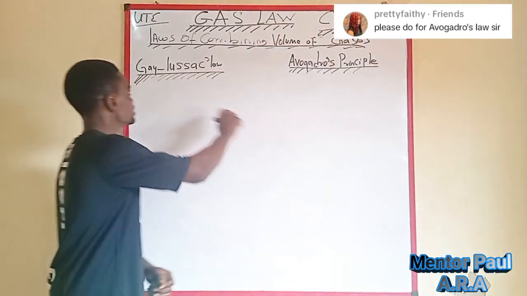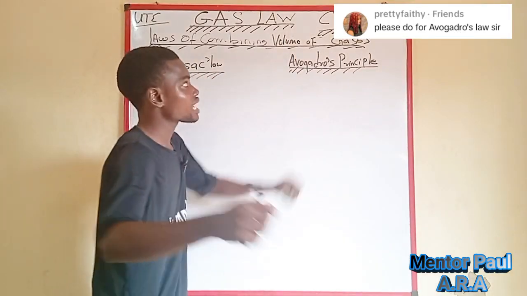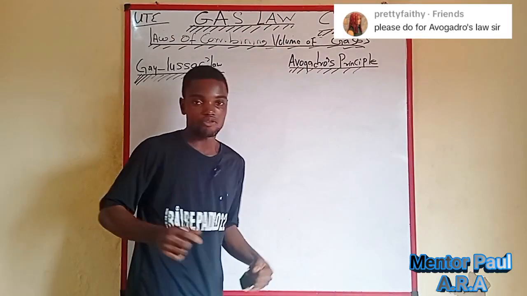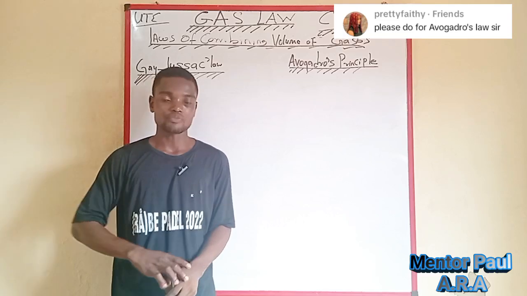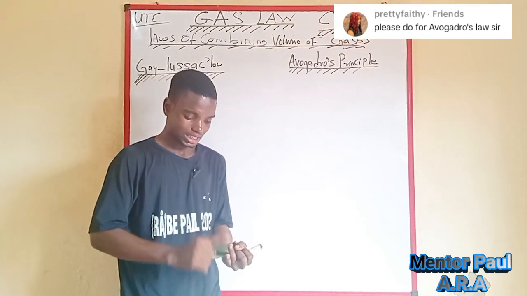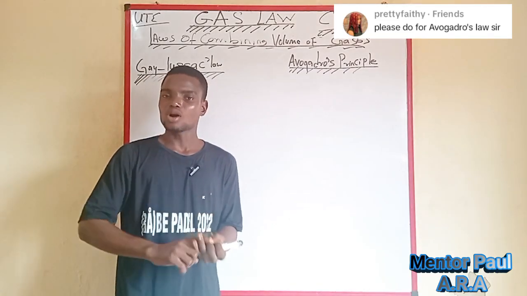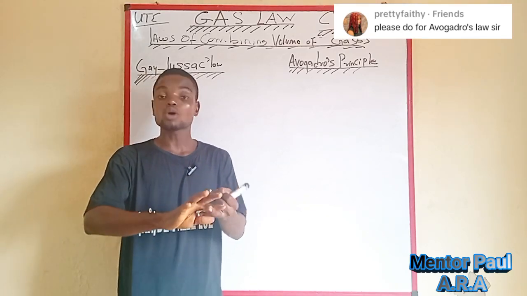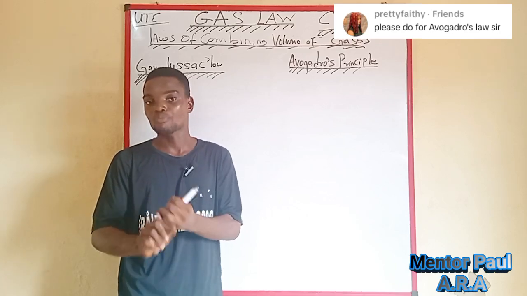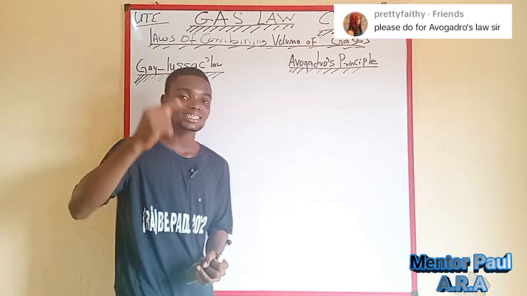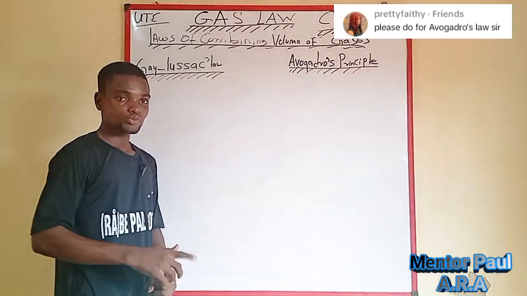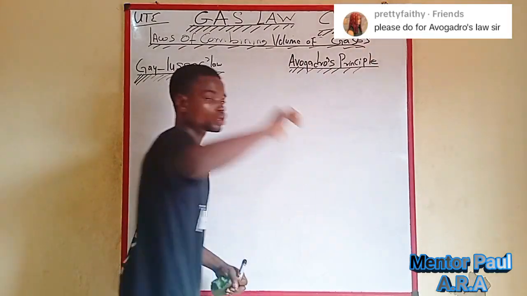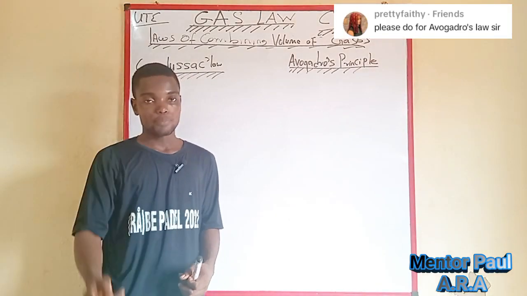Avogadro versus Gay-Lussac. Now, this is our class 3 on gas law. Here we'll talk about the law of combining volume of gases. Before you can understand this, the first class we did, we talked about Boyle, Charles and the ideal gas. The second class talked about Dalton's law of partial pressure. Now, these three scientists lay emphasis on the physical properties of gas, whereas the Gay-Lussac law and the Avogadro's principle talk about the chemical properties.